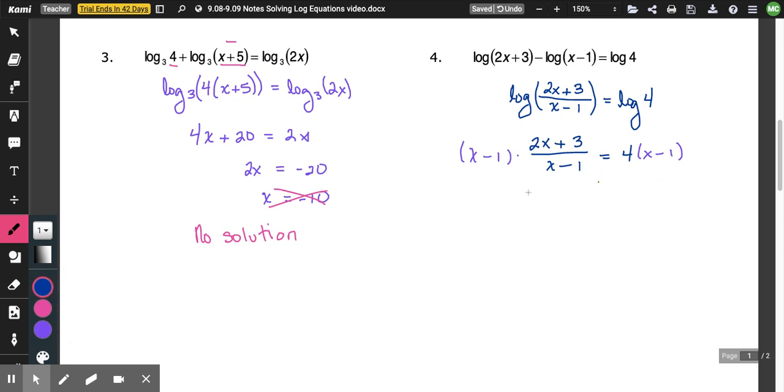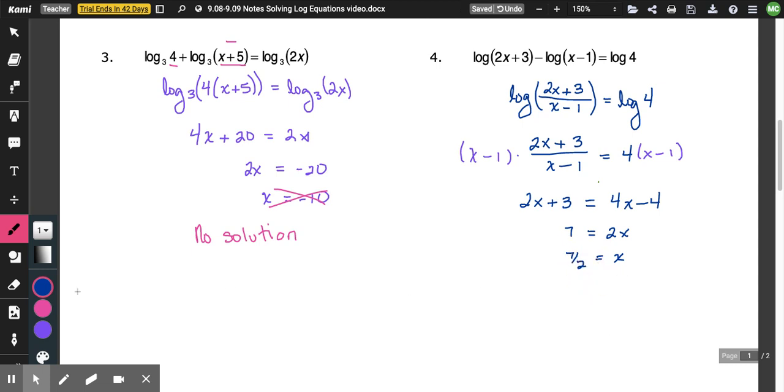On the left side, the effect of that is it just gives me the numerator only. The denominator cancels. On the right, I need to distribute that 4, so that would give me 4x minus 4. Finally, I'm down to a plain algebra 1 linear equation. So I'm going to solve by getting my x's together and my numbers together, and then dividing by the coefficient of the x.